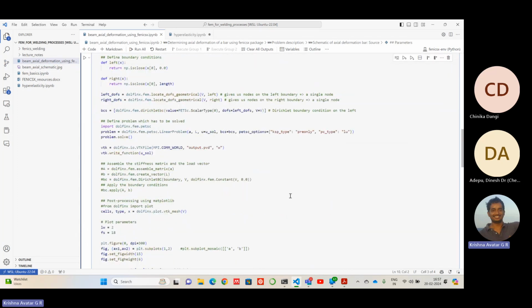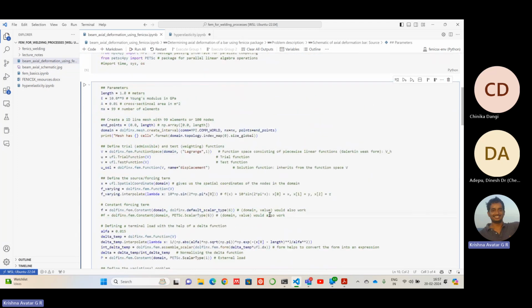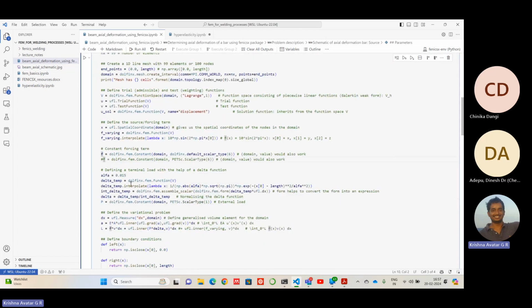I was just going through some blogs, and I learned something from there: we can use a Gaussian function of very small variance. You know that the delta function is the limit of the Gaussian function when the variance tends to 0.